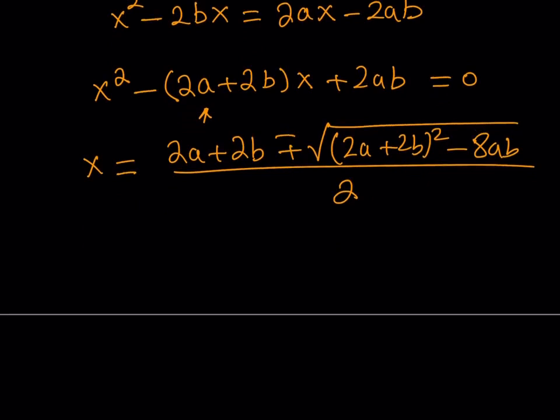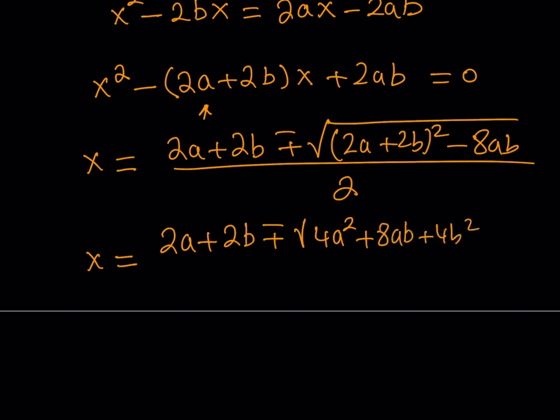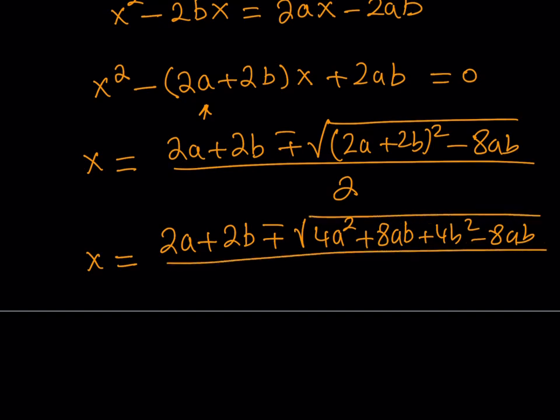Okay. Now this expression can be, of course, simplified, and it's going to be real nice when we do, but let's go ahead and expand what's under the radical first. Okay, so if you square this, you're going to get 4a squared plus 8ab plus 4b squared minus 8ab. And the square root of all that divided by 2.